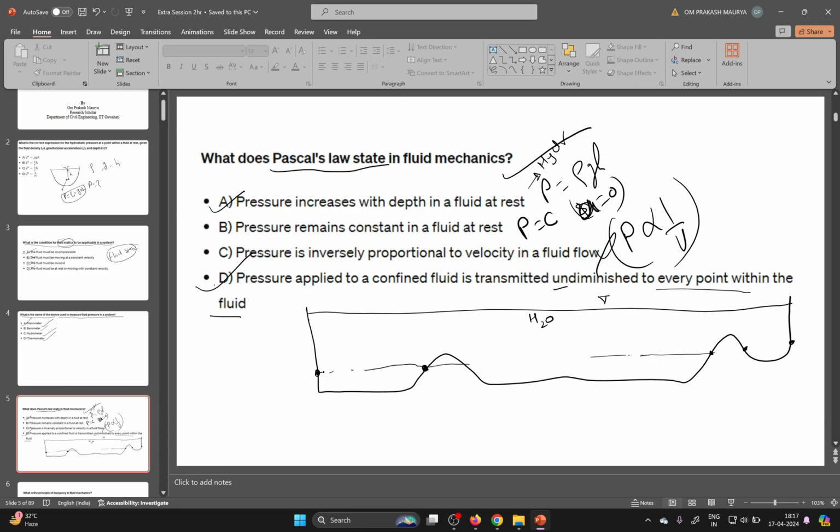Let's suppose the pressure here, the depth, is H. This is point A, this is point B, C, D, E. So if here it is rho GH, everywhere your pressure will be rho GH. Even if there is some obstruction, your pressure will be rho GH. There is no difference if it is at the same level. This is the actual meaning of your Pascal law.